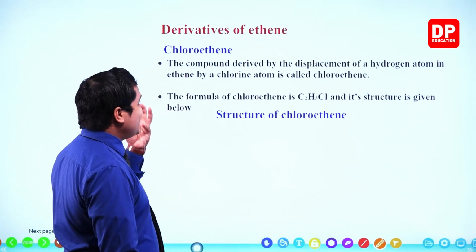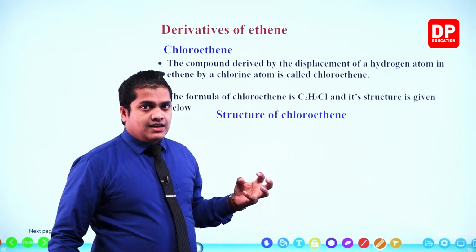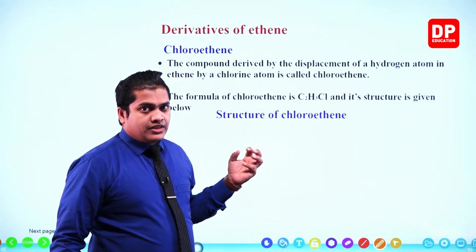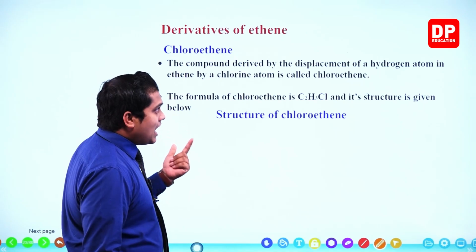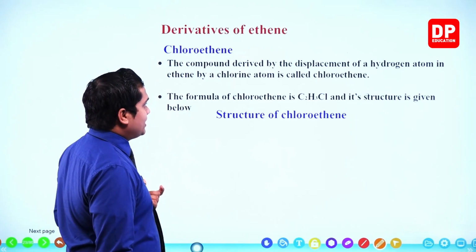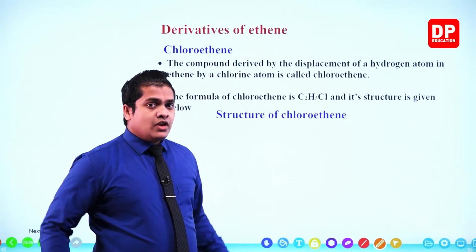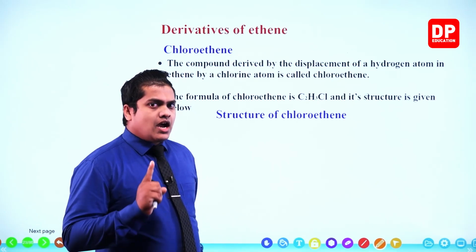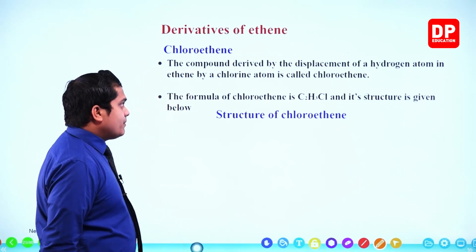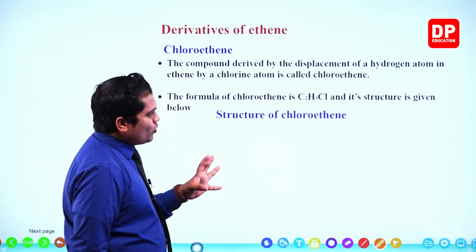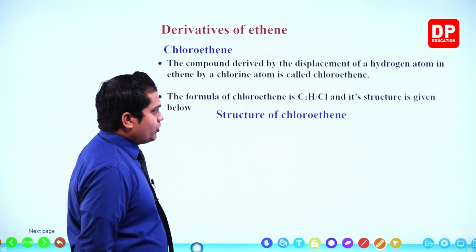Now here we are using the ethene molecule. The first and foremost derivative of ethene is chloroethene. Chloroethene is created by displacement of a hydrogen atom in the ethene molecule by a chlorine atom. Right? By using a chlorine atom, we displace only one hydrogen atom. The formula of chloroethene is C2H3Cl and its structure is given below. So the structure of chloroethene now.